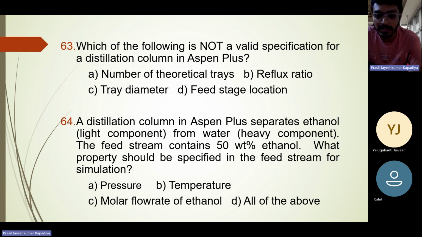A distillation column in Aspen Plus separates ethanol from water. The feed stream contains 58% ethanol. What properties should be specified in the feed stream for simulation? Pressure, temperature, molar flow rates, or all of the above? All of that. Yeah, we should specify it in the feed stream. We need to define temperature, pressure, molar flow rate, and composition. Right.